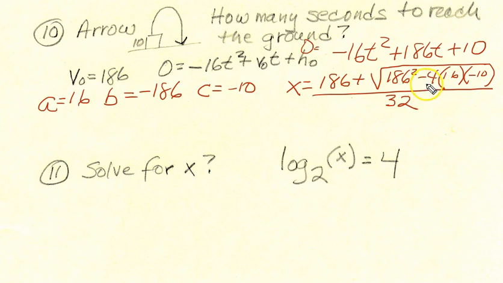So note what you can do here. First, you want to check your signs here. Negative times a negative will make this a positive. So you're going to square 186 plus add this product to it, take the square root of that, add 186 to it, divide by 32. And I'll give you what I get, and hopefully that's what you get.